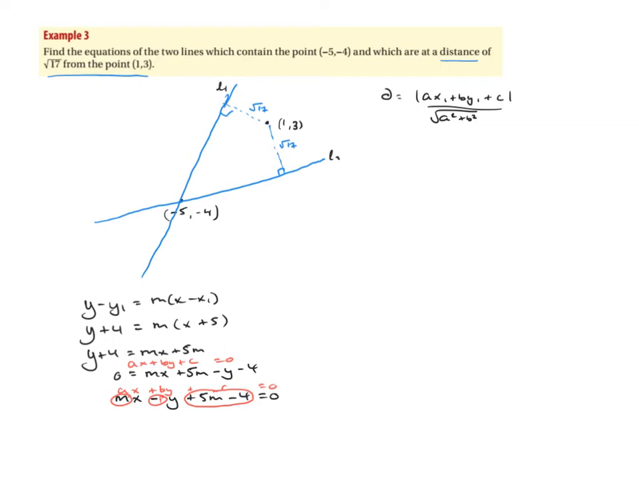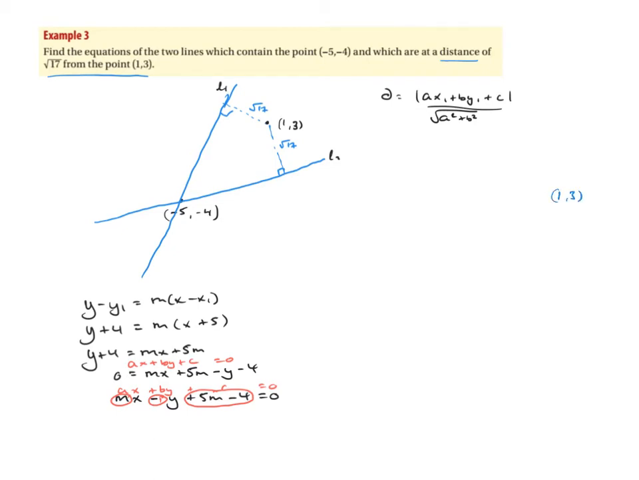Now that's really, really important, because you can easily get confused whether you're going to use this -5 and -4, or you're going to use this one. But it's the distance from this point here, the perpendicular distance from this point. So it's really, really important that you get the correct coordinate here. So what I'm going to do by the side here is write the coordinate I'm using, which is 1 and 3. So there it is, so I don't forget.